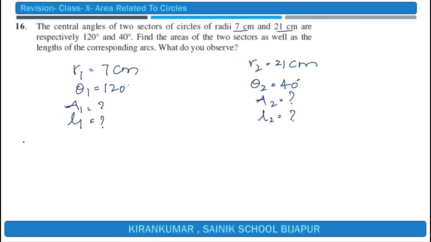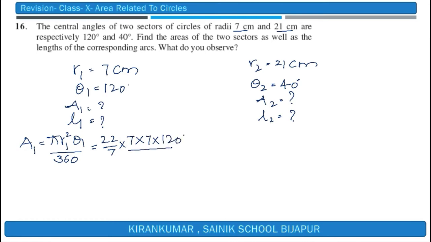Since the formulas are known, area is given by pi r1 square theta 1 by 360. Let's substitute. 22 by 7 into r square is 7 times 7 into 120 degree divided by 360. So 120 by 360 is 1 by 3, and 7 and 7 get cancelled. We have 154 divided by 3 centimeter square.